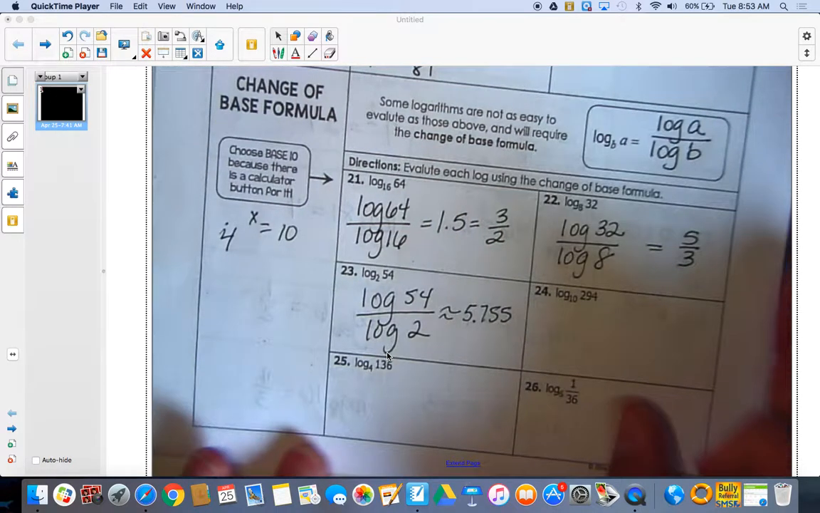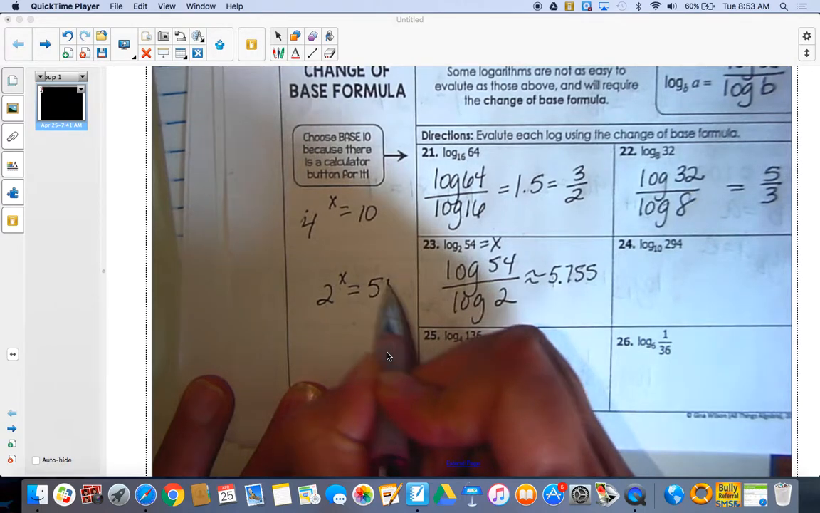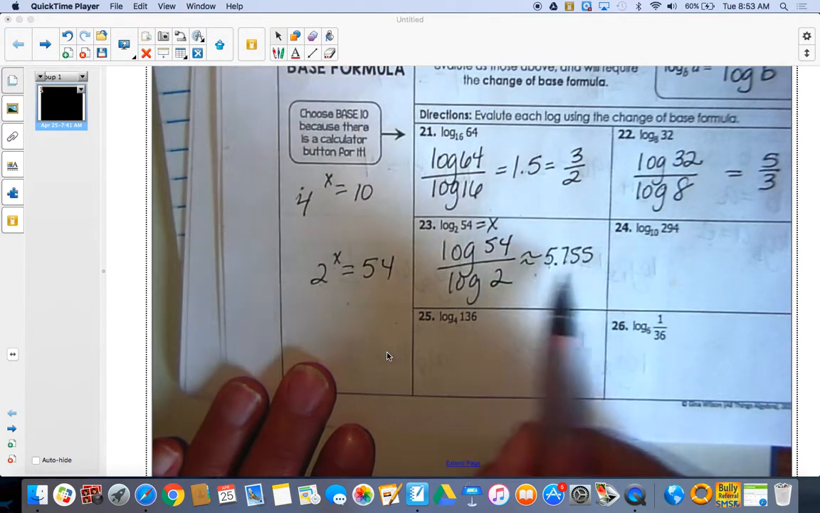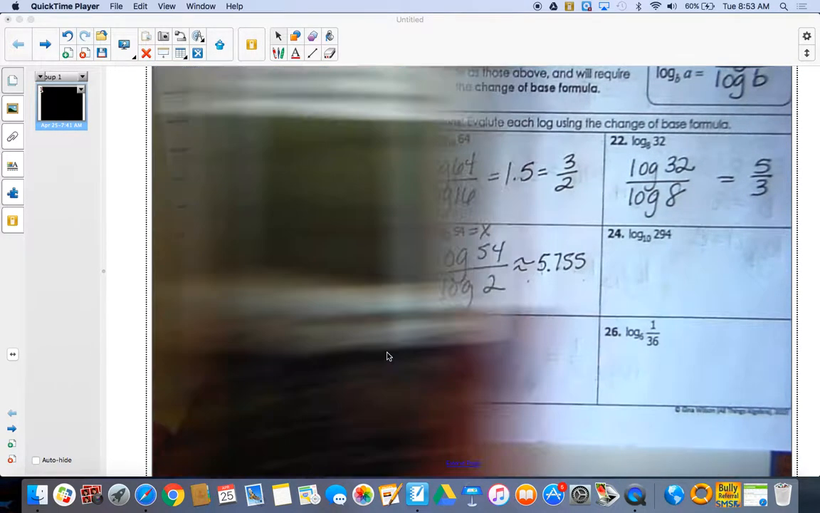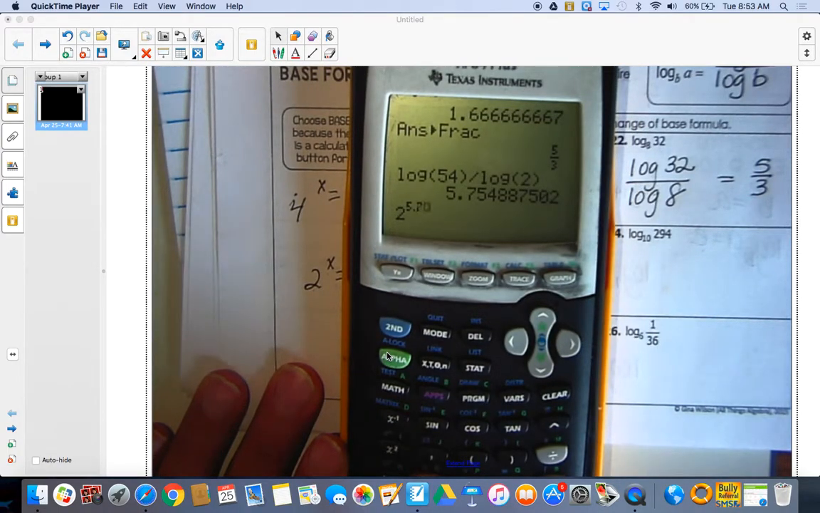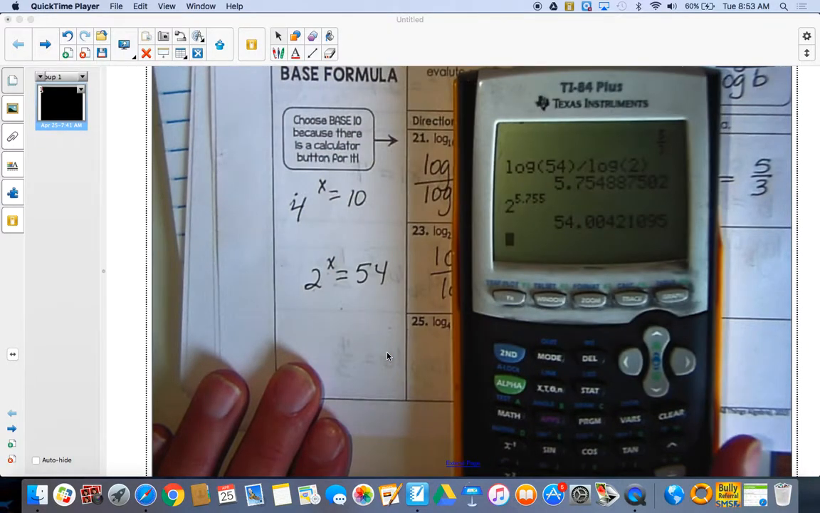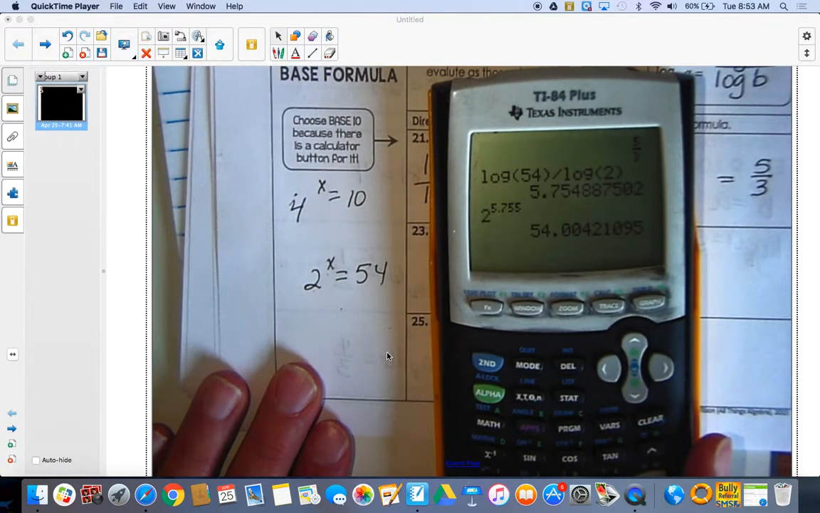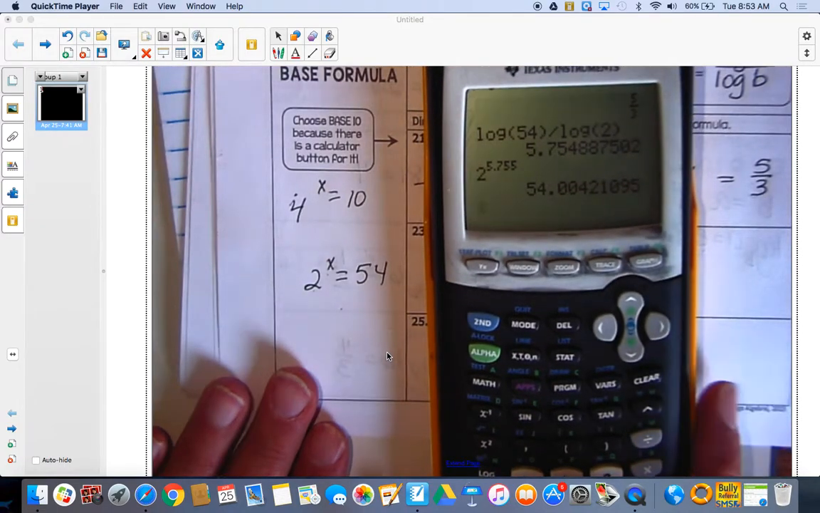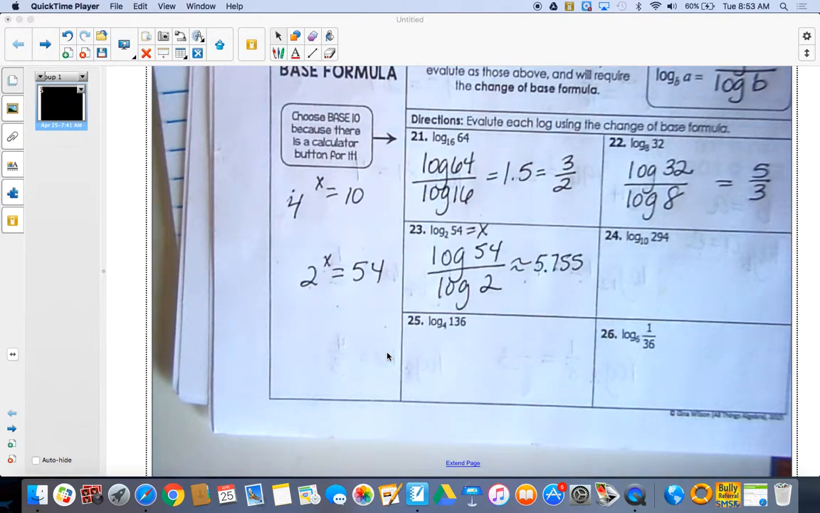So let me show you how to check this. So it's like saying 2 to the what power gives you 54. And we got 5.755. So let's put 2 to the 5.755 and you get 54.00. So you see how it gives you close to it? There's no exact one number that will give you 54, but this will help us get close to it. Okay?